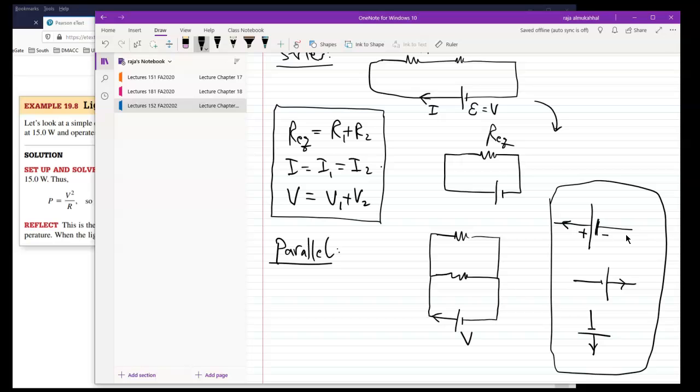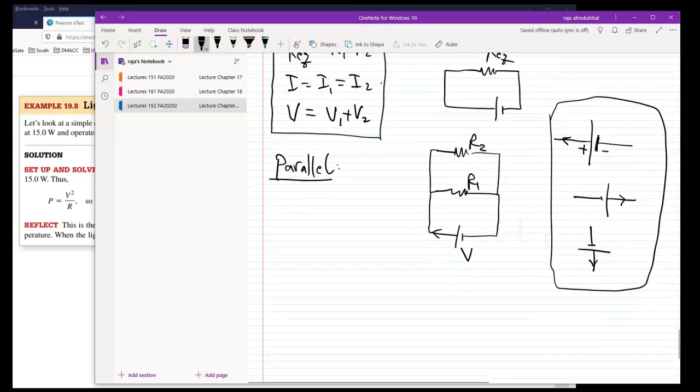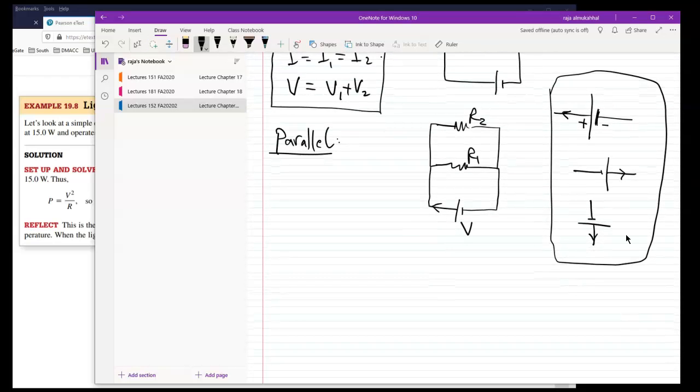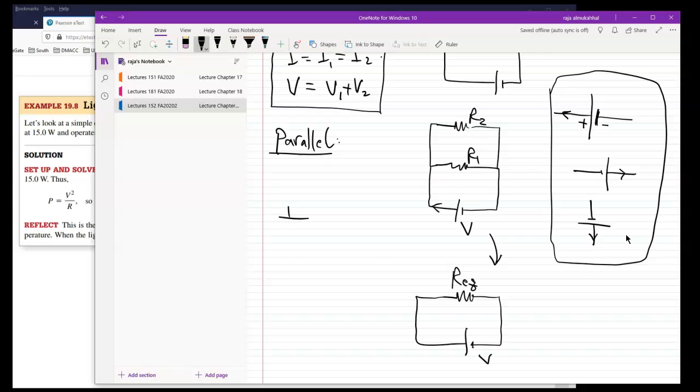All right, so I'm going to call this R1, and this is R2. In this case, the equivalent resistor: when I draw it as one single equivalent resistor, here's my old battery, here's my voltage, this is Req. You can get it by the following: 1 over R equivalent is equal to 1 over R1 plus 1 over R2 plus 1 over R3 and so on. We only have 2 here, okay?